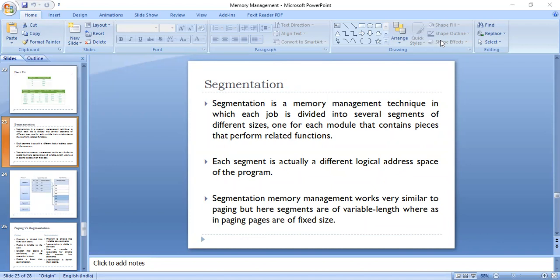So segmentation supports the user view of memory, and the collection of segments is called the logical address space. Each segment has a name and a particular length. The address specifies both the segment name and the offset within the segment. So we have to maintain all the details related to the segments, as in segment name and its offset.